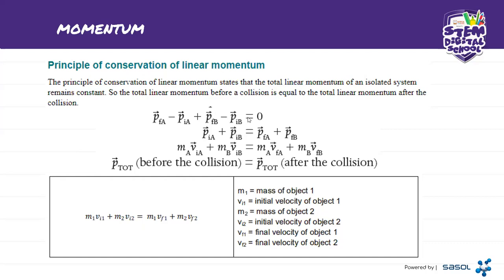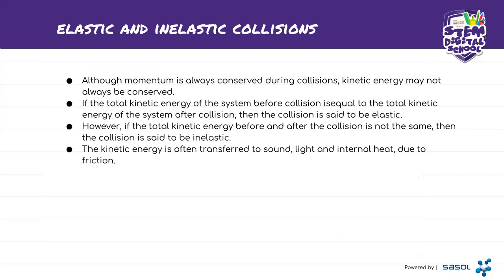Here we did before and after. In this case, we can also use 1 and 2, object 1 and object 2, so this is object A and object B. Like it states here, m is the mass of the object, and v is the velocity of the object. I hope that all of this makes sense, and it's doing some good revision for you guys.